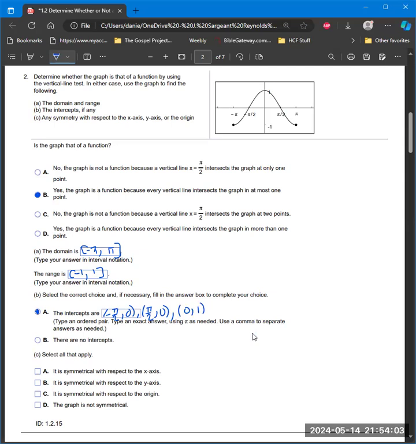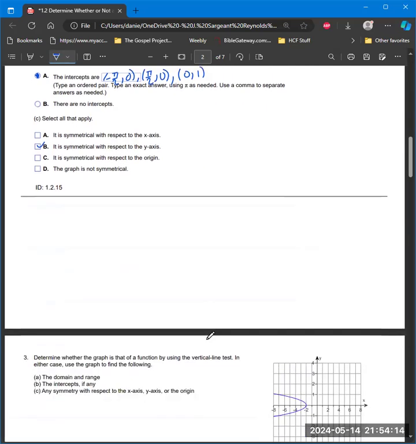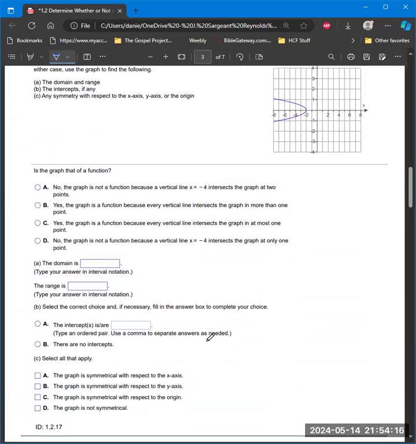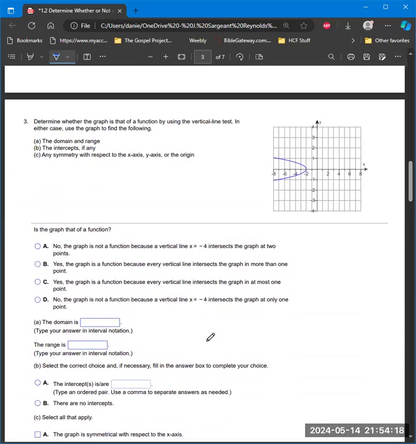It's symmetric to the y-axis. It's not symmetric to the x-axis, and it's not symmetric to the origin. It's just symmetric to the y-axis. Let's keep going here. This is not a function because it doesn't pass the vertical line test. The vertical line x equals -4 intersects the graph at 2 points.